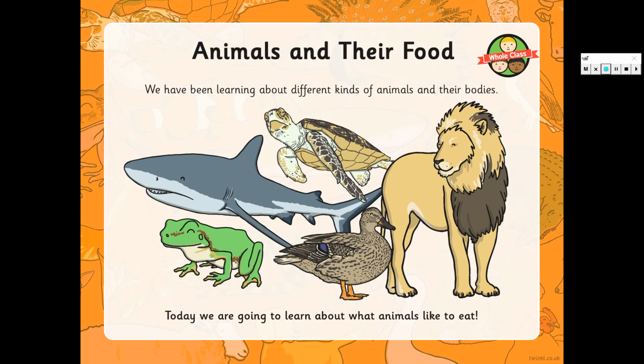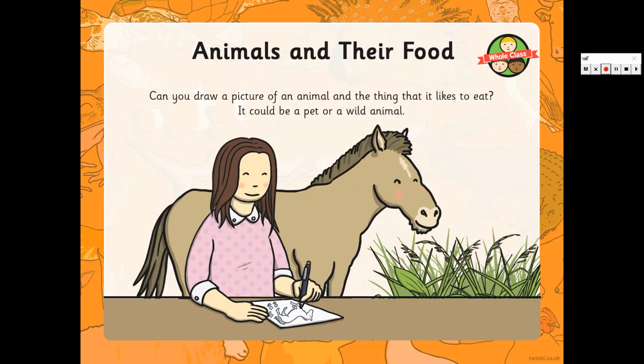So over the last few weeks, we've been looking at animals and different types of animals, their bodies and where they live. So today we're going to learn about what animals like to eat. So you can see there's a whole variety of animals on the board, and we're going to look at what they like to eat. So first thing I'd like you to do is to draw a picture of an animal, any animal that you have.